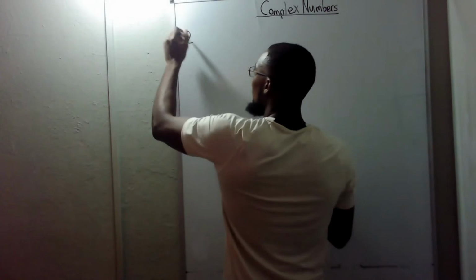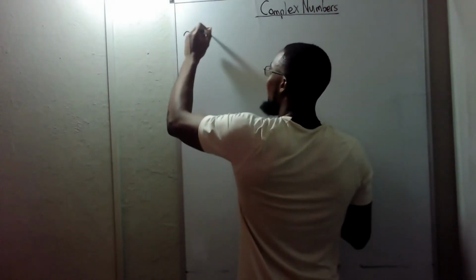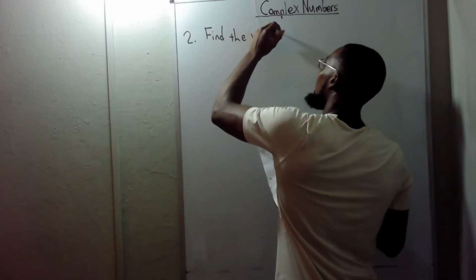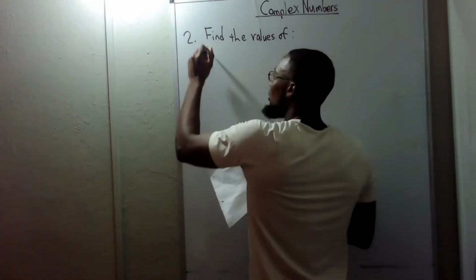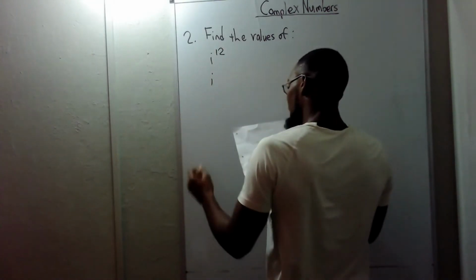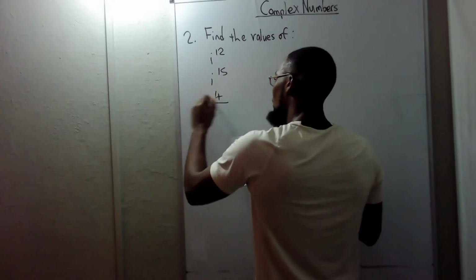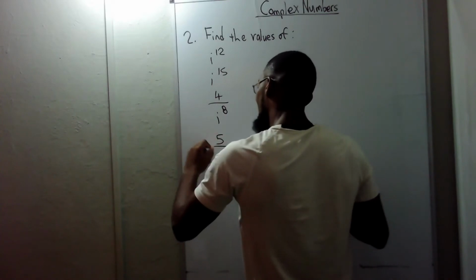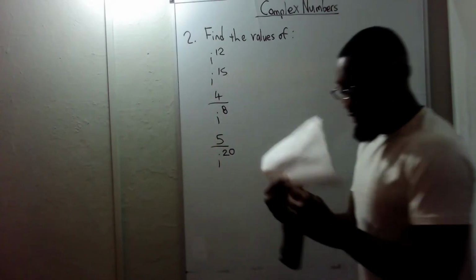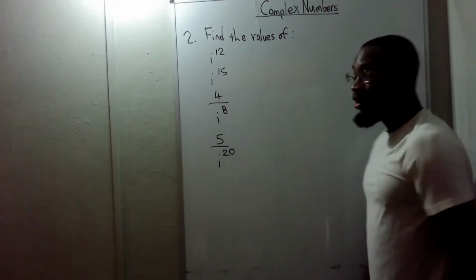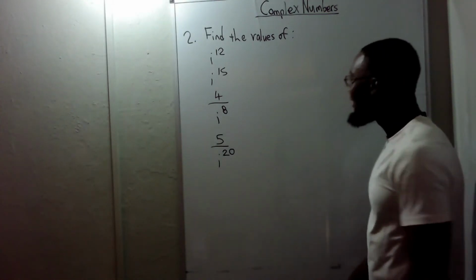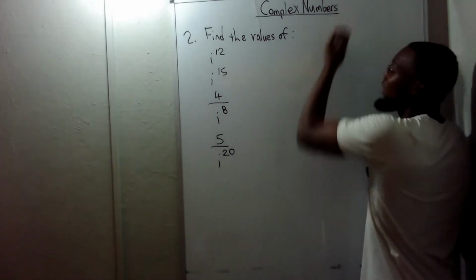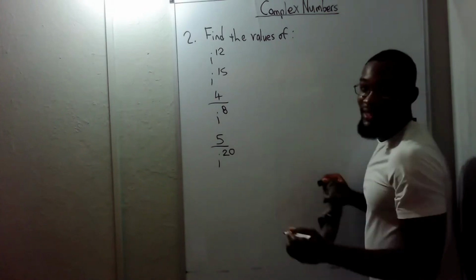Alright, so number 2, it says find the values of i to the 12, i to the 15, 4 over i to the 8, and 5 over i to the 20. We need to find the value of those. How are we going to find the value of those? Well, remember from the cartoon animation video, what did we say?